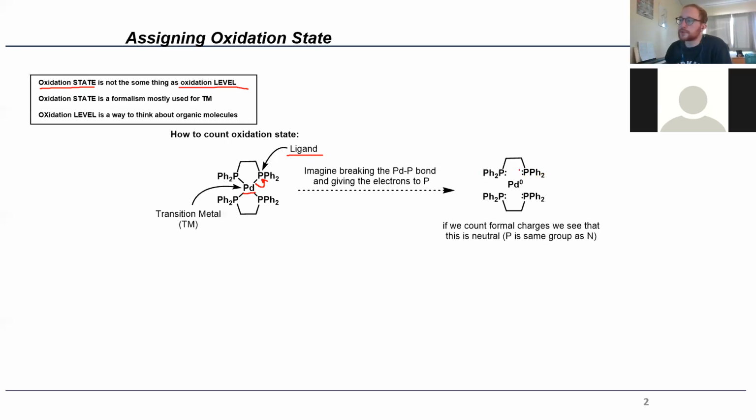But we know, of course, if we were to assign formal charges to this phosphorus, it does not have a formal charge, and you can think about that as similar to nitrogen, right? It's like how you count nitrogen. Phosphorus has a formal charge of 0 when it is making 3 bonds to something else and has a lone pair, right? No formal charges means this is completely neutral, and so there's also no formal charge on palladium, and so this is a palladium 0 complex.